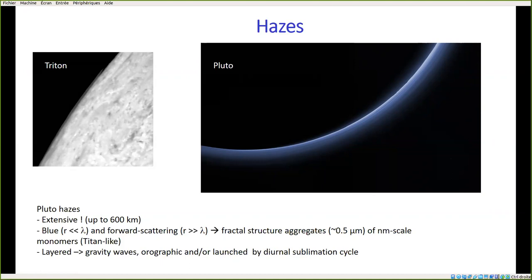On Pluto, we also have a haze, and actually a much more extensive haze that extends up to 600 kilometers. And this haze has a very interesting structure on which I'm not going to discuss in detail, but essentially it has a fractal structure, and also it shows a layered structure that may be evidence for the role of atmospheric waves, probably excited by the diurnal sublimation cycle.